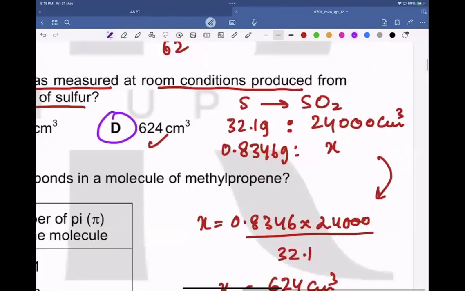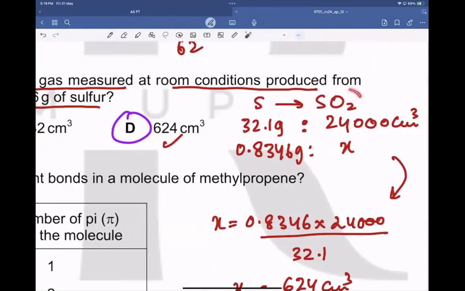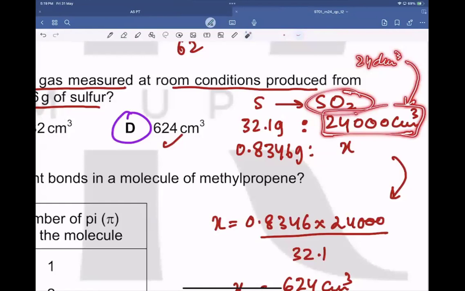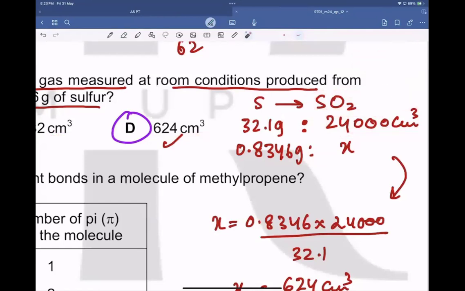D is correct. It is because see how many moles of sulfur dioxide are there? 1 mole occupies 24 decimeter cube of the volume, but when you convert it into centimeter cube, it becomes 24,000 centimeter cube. And why did I use 24,000 centimeter cube instead of 24 dm cube? Because here all the answers are in centimeter cube. So that's why I took the ratio of the mole mass of a solid with the volume, and that volume is in centimeter cube. Is this understandable to all of you? Yes, Kev, did you understand?